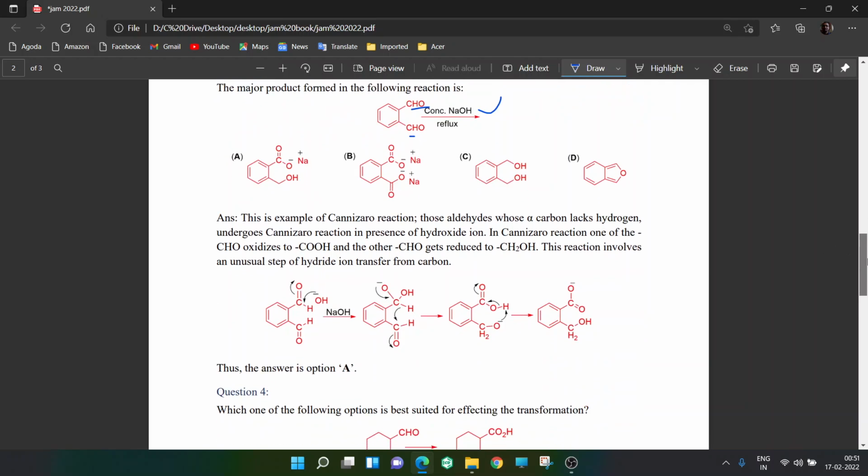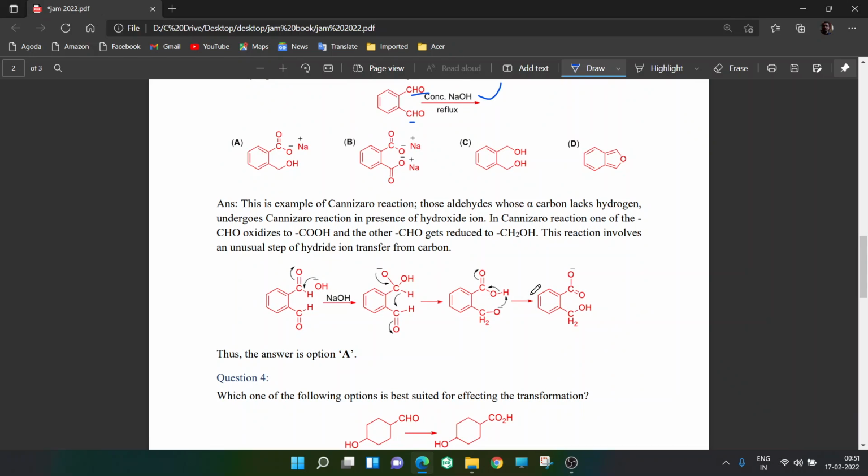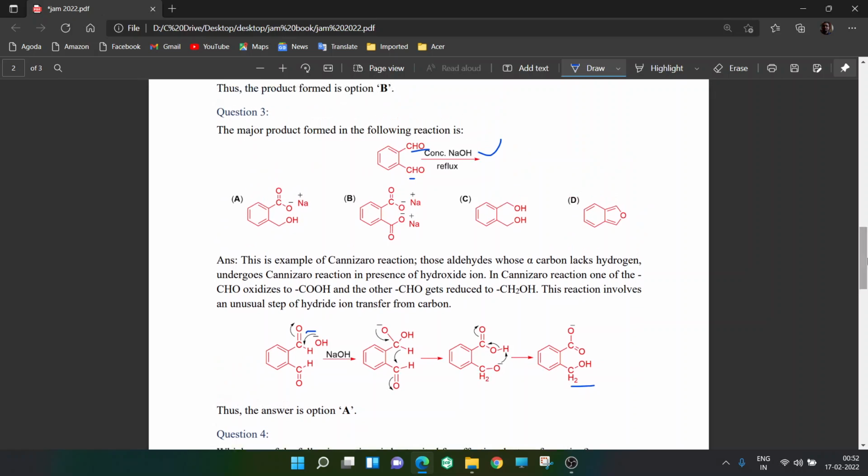So let us see the mechanism. It is a little bit different mechanism because a hydride shift takes place, where the carbon-hydrogen bond is breaking. That's not very commonly seen. So this OH minus attacks this carbon, this goes up, then it comes down. This H minus comes and attacks here, you get O minus, and this picks up a proton and you get COO minus and CH2OH. If you do acid workup, you will get COOH. So this is the answer, and the answer should be option A. One of the CHO gets reduced to CH2OH, the other CHO gets oxidized to COOH, right?